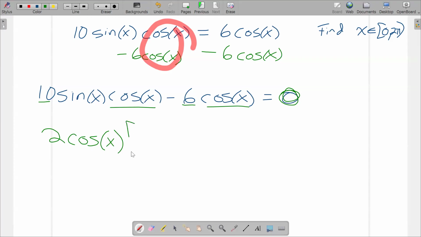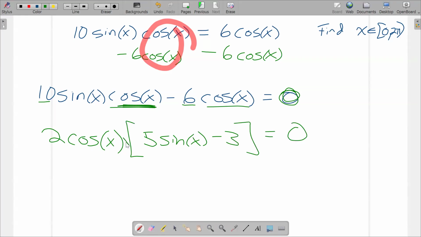And factoring is like dividing. Whatever's left is as if you divided the cosine of x away and the 2. So 2 goes into 10 5 times. The sine is still hanging out, but I divided this cosine outside. And then I'm going to have a minus 3, and I took the cosine, so there's just a 3.